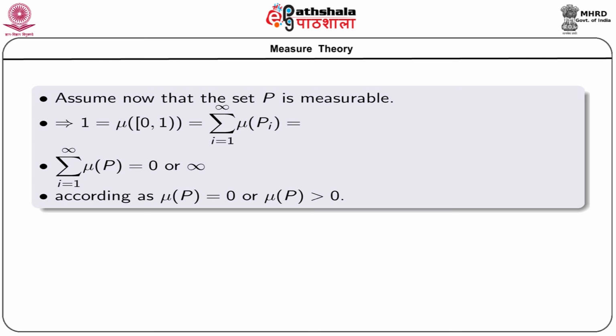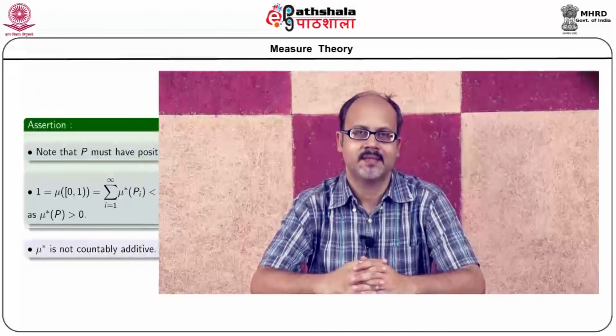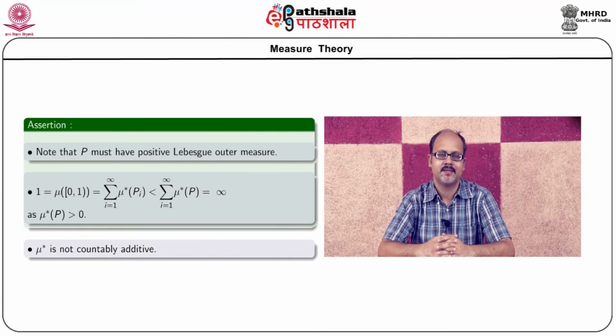Why have we come to a contradiction? Because we have assumed that the set capital P is measurable. So, this shows that the set P must be non-measurable. So, this proves the existence of a non-measurable set. We are now going to show that the Lebesgue outer measure is not countably additive, and for this we have to take the help of the non-measurable set P, which we have defined.